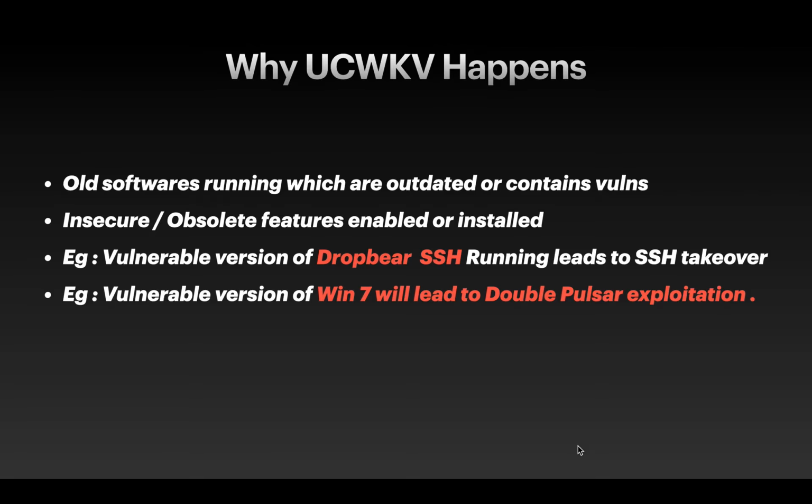Now, why does this attack happen? Old software running which is outdated or contains vulnerabilities is not updated or patched. Insecure or obsolete features being enabled also leads to these issues. For example, a vulnerable version of Dropbear SSH running leads to an SSH takeover. Another example: running a vulnerable version of Windows 7, and an attacker runs a DoublePulsar exploit, will also lead to a takeover of the server. This happened because of running an insecure version of software.